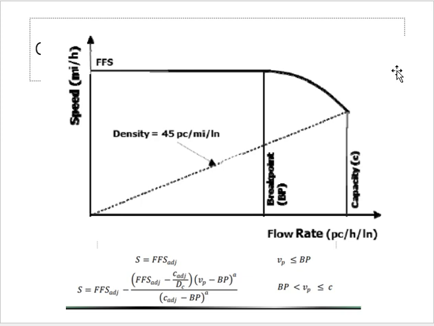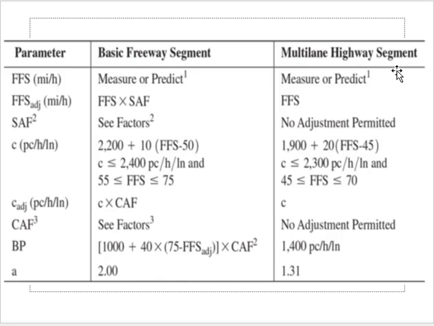How do we get the speed in this curve? We have an equation for that. Before the curve, we know it is free flow speed. How to get this point? We have other equations for that. As I said, the point is called break point. So break point for freeways, break point for multi-lane highways. The end point of the curve was capacity. How to get the capacity? Capacity of freeways, capacity of multi-lane highways.